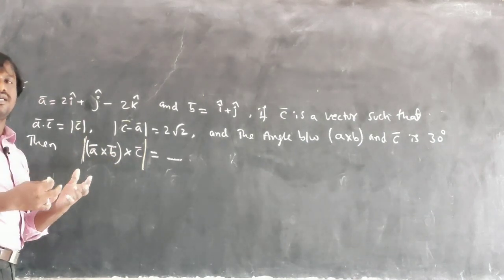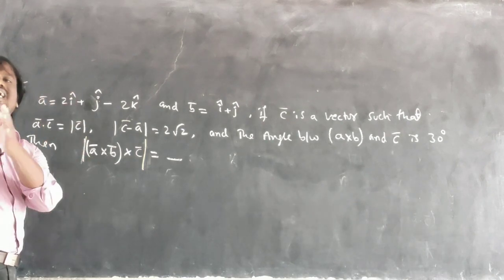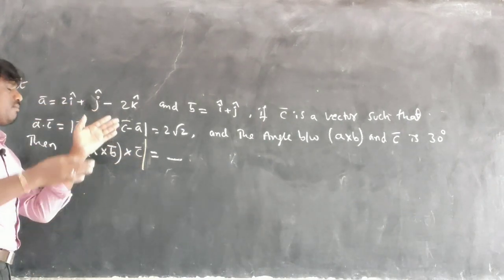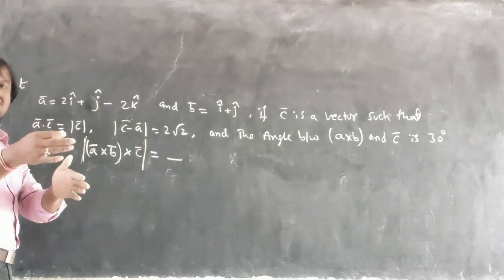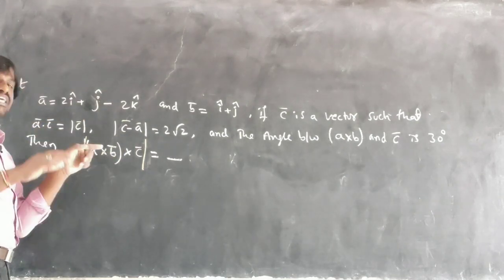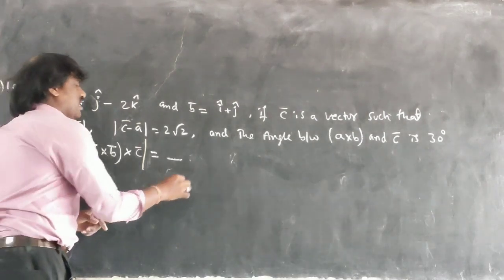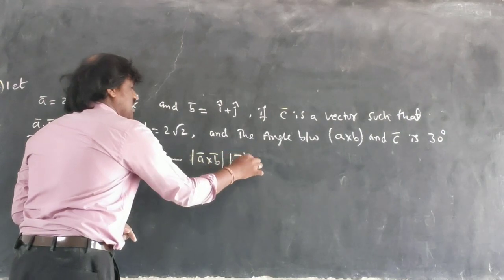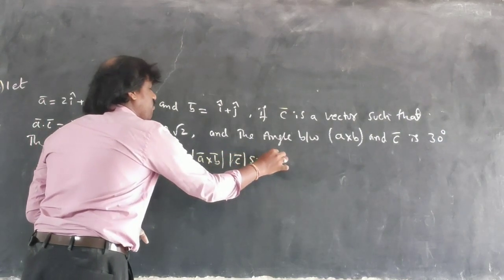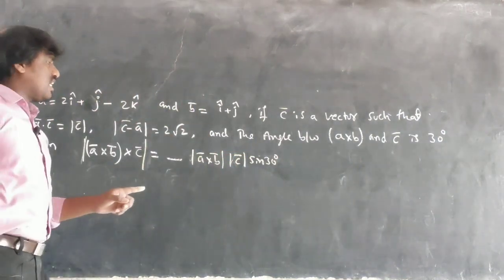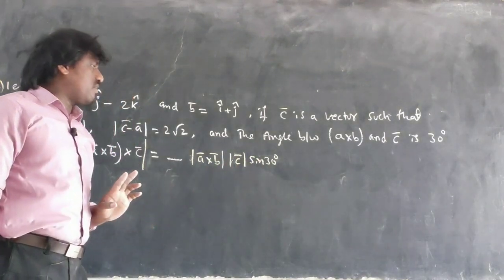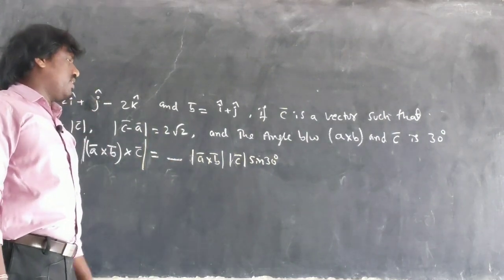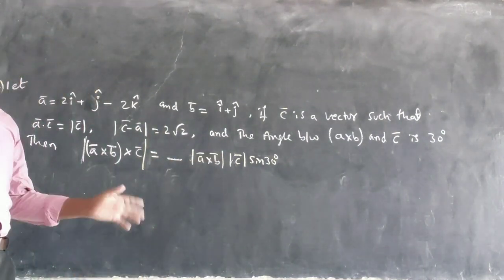What is U cross C? Mod U cross C will be mod U mod C sin theta. The angle between them is given, that is why we are using this. So we can write mod A cross B, mod C, sin 30 degrees. That is what we have to find. For this, what is required? Sin 30 we know, that is 1 by 2. The value of mod C and mod A cross B are required. You have to find these two things, then the answer is done.